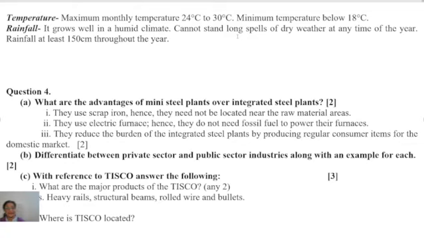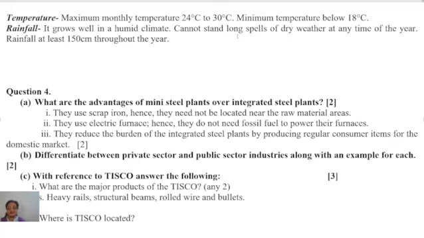Done. Now come to question number 4. What are the advantages of mini steel plants over the integrated steel plants? Mini steel plants are steel plants which can be established anywhere. They are never required to be established very close to the raw material areas, or the area where the mining of the iron ore or the coal is being done. So it can be established anywhere. Why? What is the reason for that?